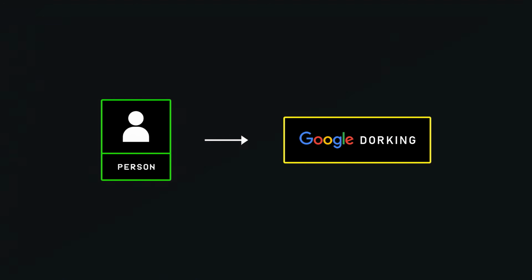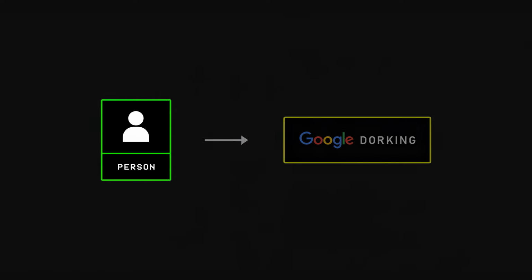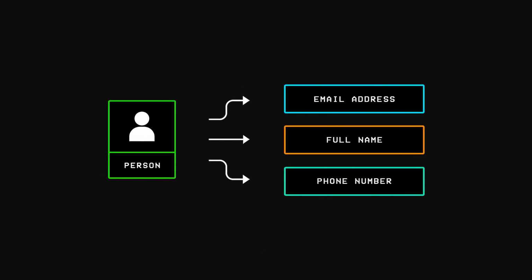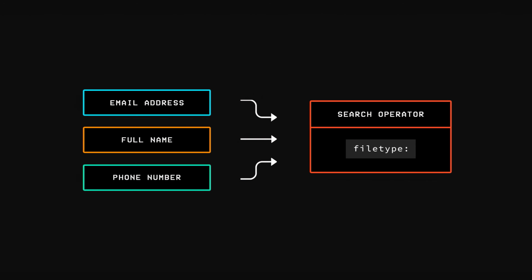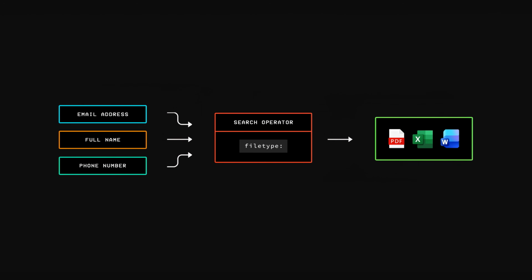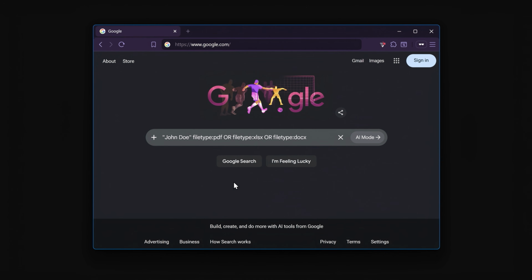So for example, if we're looking to find information about a person, we can use something called Google Dorking, which is where you take one small detail about someone, like their full name, email address or phone number, and use a special search operator like file type, to dig up files and documents containing that exact detail. So for instance, if we want to pull up files tied to a specific name or email, we can write it in double quotes like this, and then specify all the types of files we're looking for.